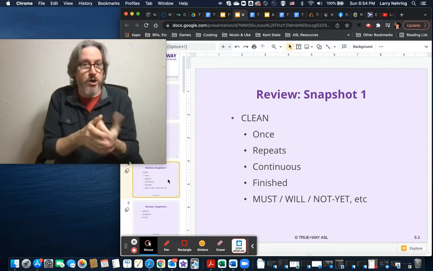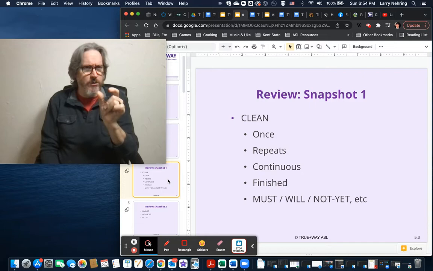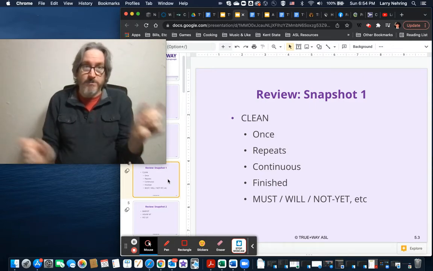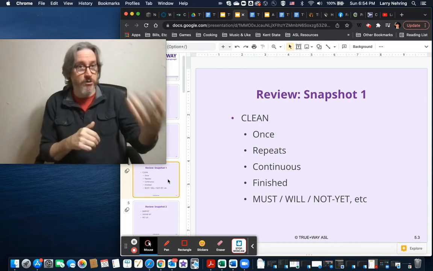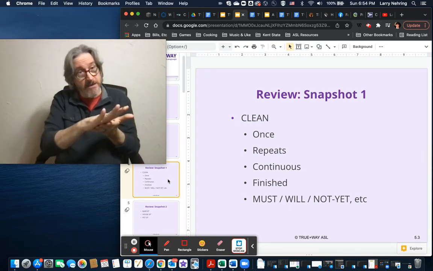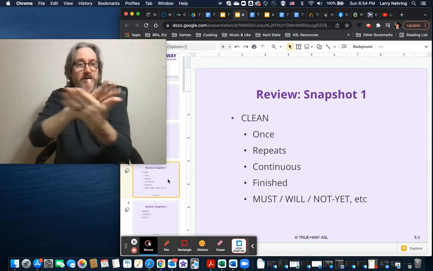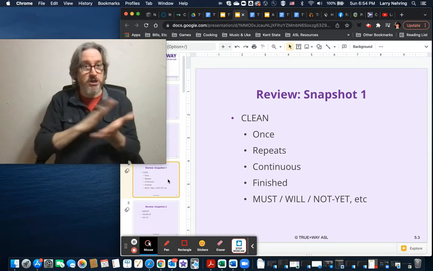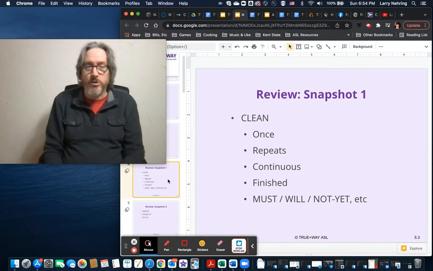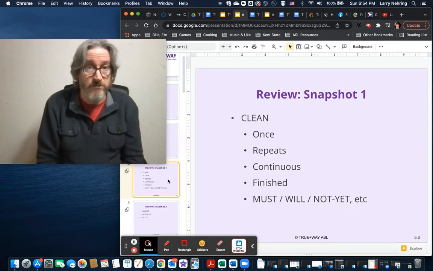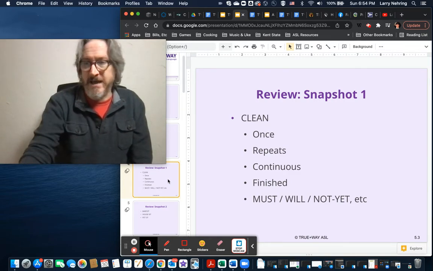So there are lots of signs that we can add to clean or to pretty much any verb to show it's cleaned. You're starting to see more ways that we can manipulate signs by putting two of them together. They're using the example of cleaning: clean, cleaning, repeated cleaning, clean finish, clean must. So things to think about as we're building these verbs. Then babysit habits. Okay, we did that. All right.